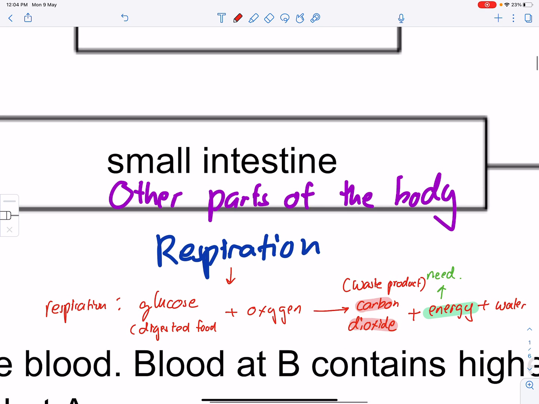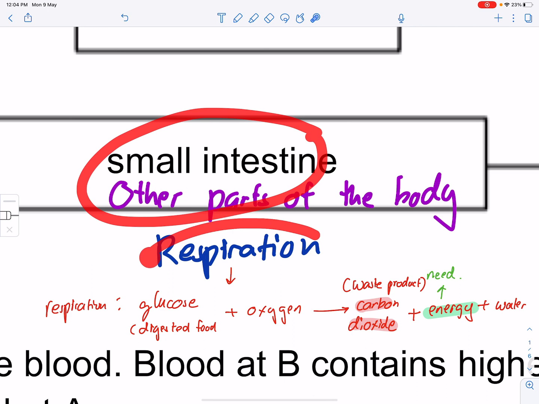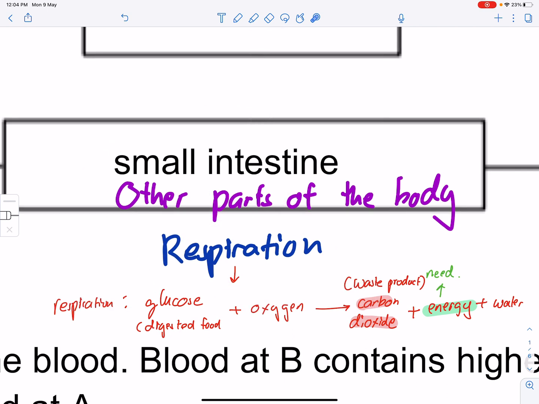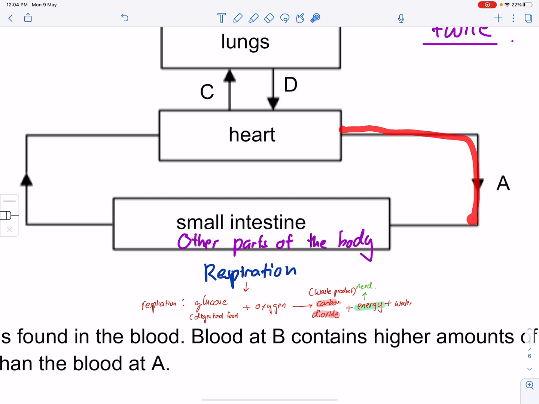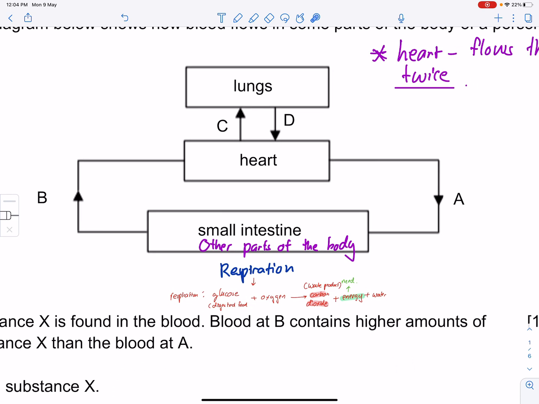So once you know this equation, you will also know that your small intestine will carry out respiration. So in the process of respiration, it will give out carbon dioxide and you will use up all your oxygen. So remember I told you initially, this is actually oxygenated blood going this way. However, once it comes back from the other parts of the body, it becomes deoxygenated blood. Why? Because your small intestine or other parts of your body would have used up your oxygen for respiration. In exchange, it will have given a lot of carbon dioxide into the blood.